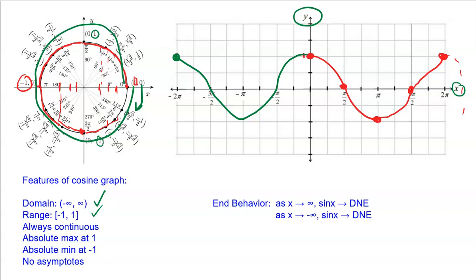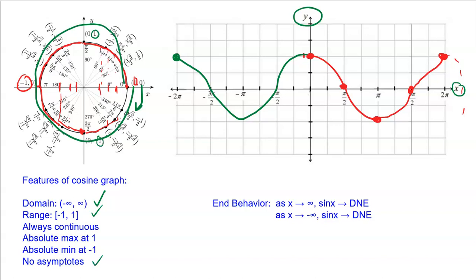And with the cosine function, that output represents the x-coordinate from that unit circle. So again, you have to truly get that this unit circle is nothing more than an input-output table. It's just where I look to figure out my inputs and my outputs. It's really that easy. There's no asymptotes.